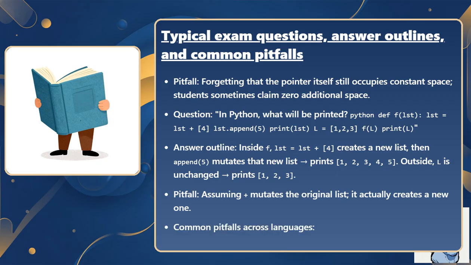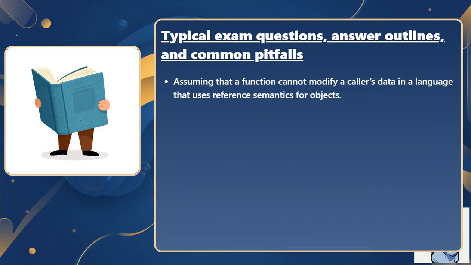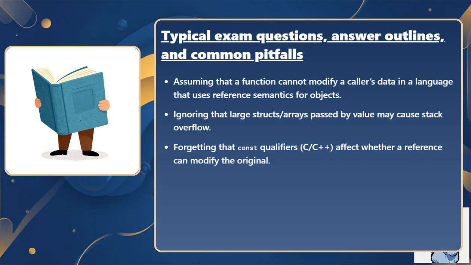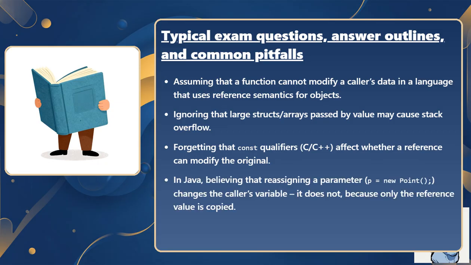Common pitfalls across languages. Mixing up copy of the value with copy of the reference. Assuming that a function cannot modify a caller's data in a language that uses reference semantics for objects. Ignoring that large structs or arrays passed by value may cause stack overflow. Forgetting that const qualifiers in C or C++ affect whether a reference can modify the original. In Java, believing that reassigning a parameter, p = new Point, changes the caller's variable. It does not, because only the reference value is copied.